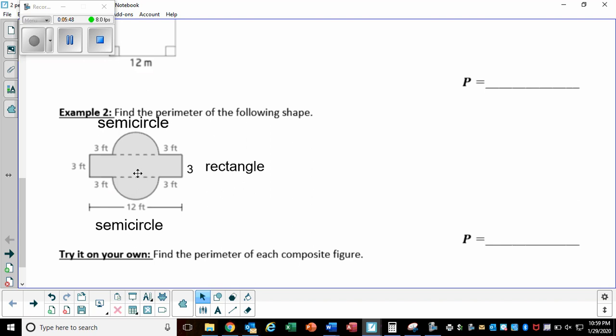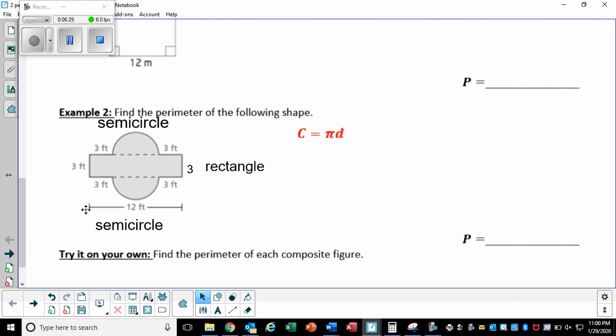Now, in order to find the perimeter, I can take all these sides of the rectangle that are solid here, and I can add those up, but I also need the circumference of this semicircle, so the outside of this semicircle. So I'm going to have to find the circumference by finding the circumference of a circle, which is pi times d. D stands for diameter, so the distance across the circle. So that's right here.